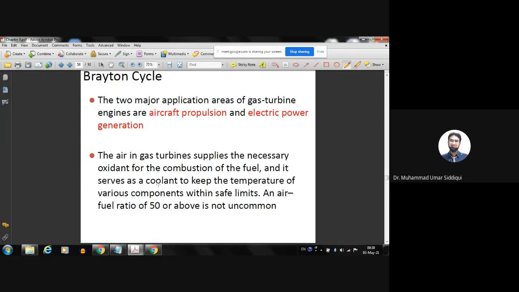Now the Brayton cycle has two major applications. One application is in the aircraft industry, where it is used for aircraft propulsion. When you have airplane engines, they are basically operating on the Brayton cycle, with a little modification. That's why we give it a new name, the jet propulsion engine, which we are going to study after the Brayton cycle. It is also used for electric power generation. We can directly connect the Brayton cycle with a generator. The turbine of the Brayton cycle, when connected with the generator, produces electricity. So these are the two major utilizations.